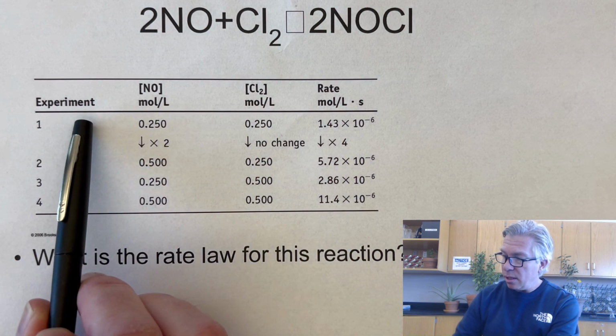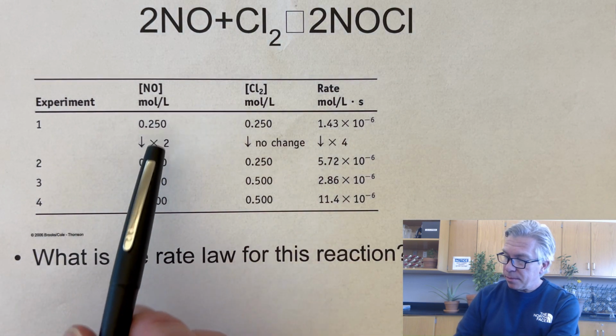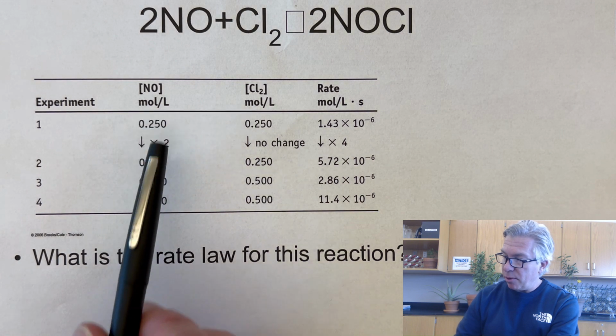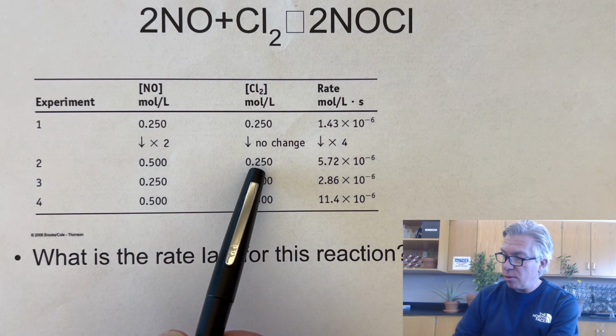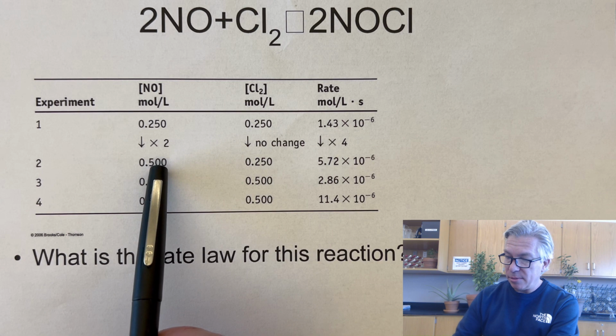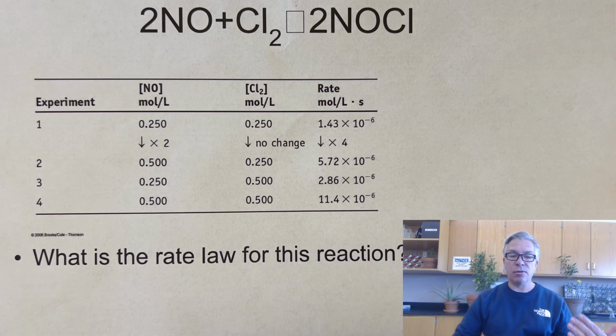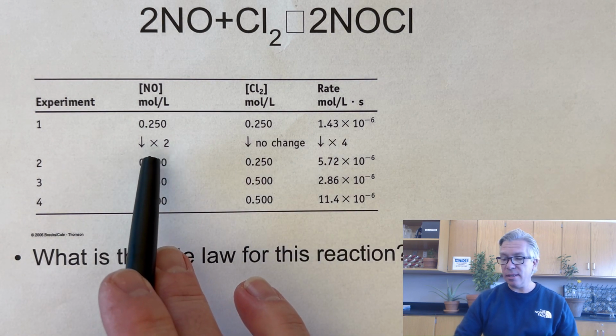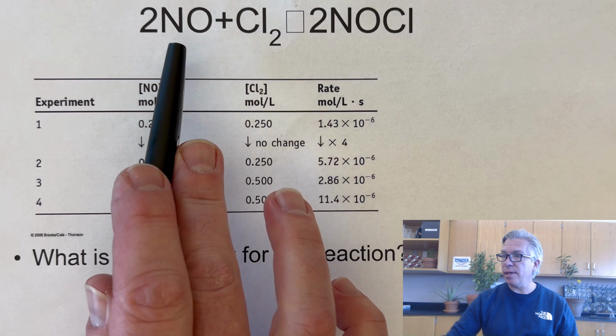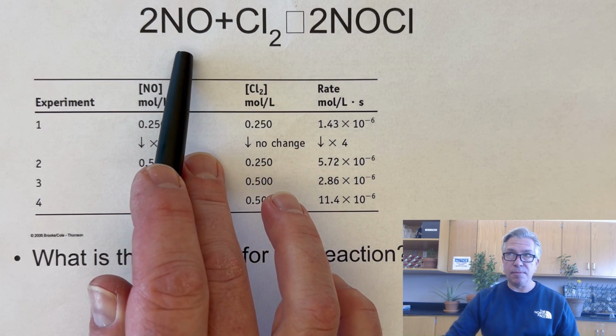In experiment number 1, we went from 0.25 to 0.5 and no change over here. Now this one went up twice. This went up double. But look what happened to the rate. It went up by a factor of 4, which is the square of the 2. And that indicates to me that it's a second order reaction with respect to NO.